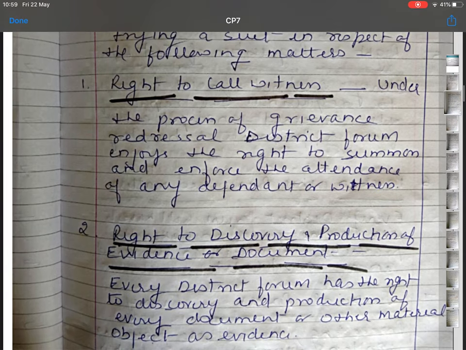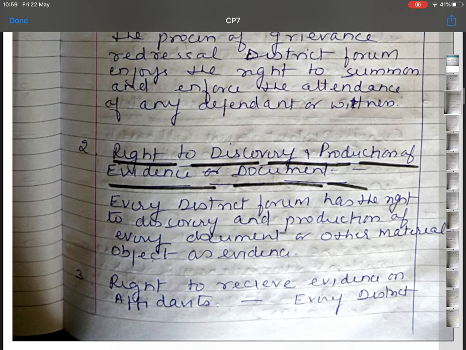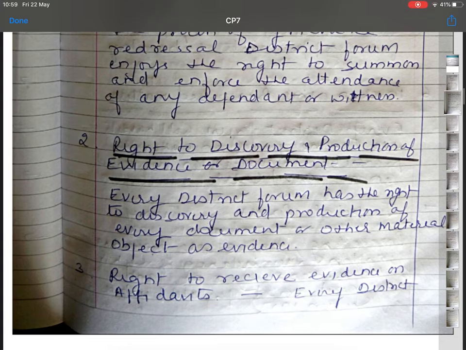Now the second right given to the district forum is the right to discovery and production of evidence or document. Every district forum has the right to discovery and production of any document or other material object producible as evidence. So they can ask for the production of evidence and documents from any authority and from any person.